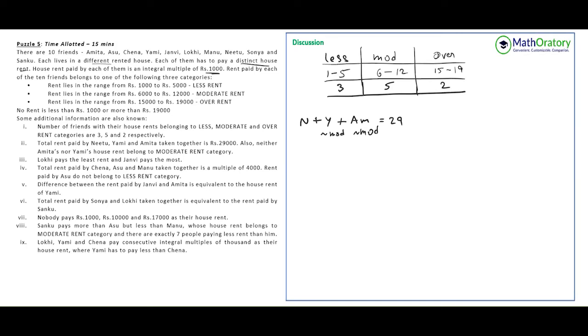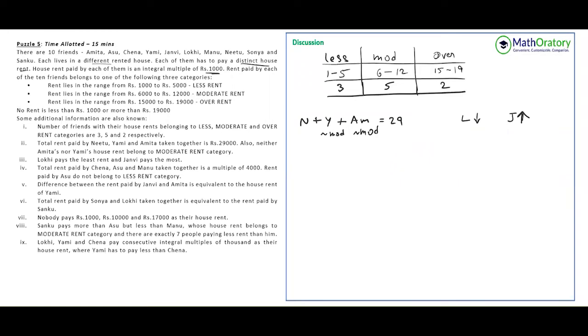The third point tells us Loki pays the least rent and Janvi pays the most. So Loki is the minimum, I'll denote it this way, and Janvi is the highest, I'll denote it this way. I'll understand whatever I'm denoting. I hope you also have these kinds of things in your arsenal. Depending on the set, I'll use these. So for minimum, I'll use a down arrow, and for maximum, I'll use an up arrow.